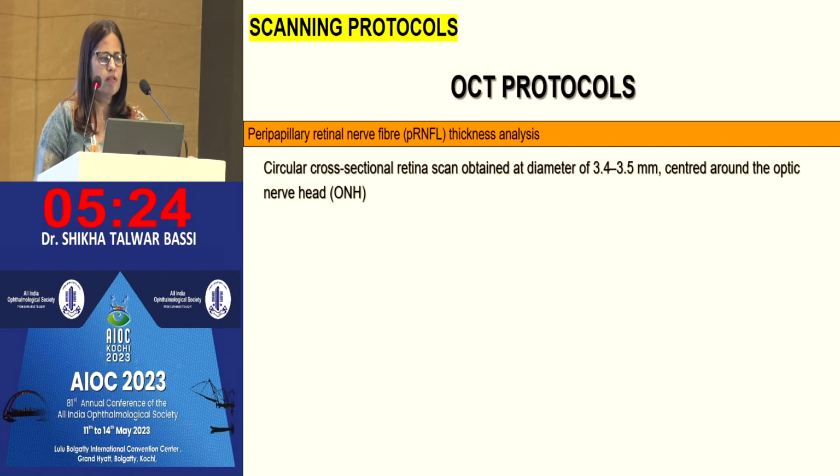So what are the protocols? Now, to get the peripapillary retinal nerve fiber layer thickness, you need to get a circular cross-sectional retina scan obtained around 3.4 to 3.5 millimeter, which is centered around the optic nerve head.